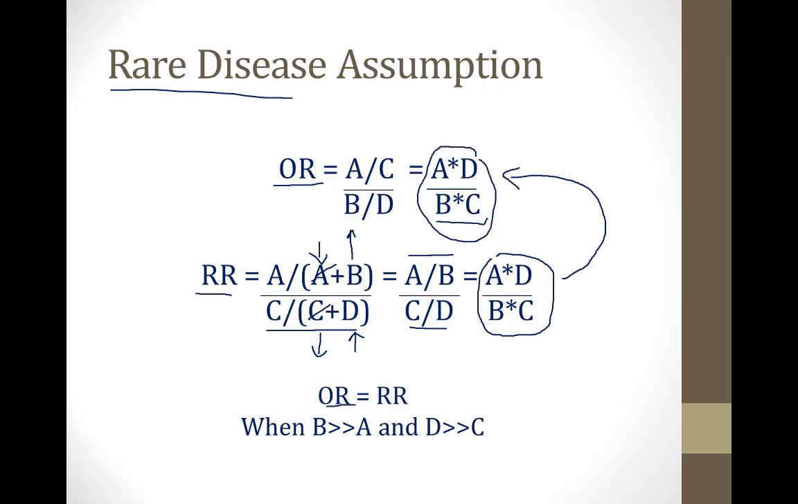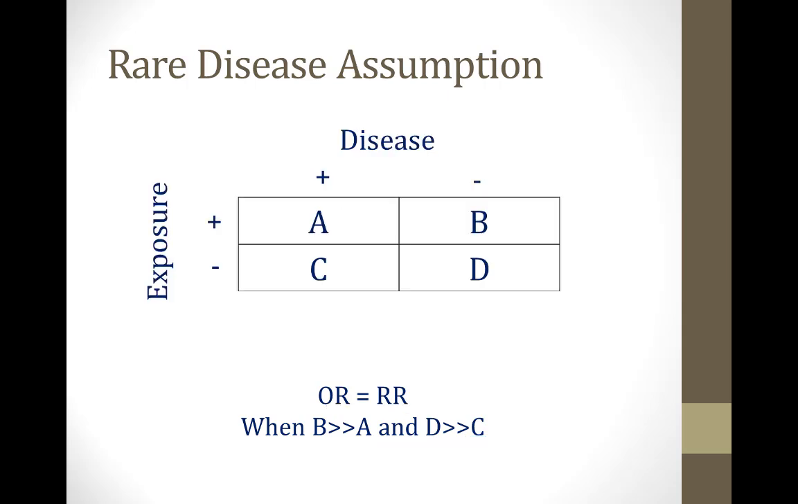So it turns out that the odds ratio and the risk ratio are the same when B is much, much greater than A and when D is much, much greater than C. So let's look back at our 2 by 2 table. B is the number of exposed patients who do not have disease, and A is the number of exposed patients who do have disease. So B is going to be much, much greater than A if the disease is rare. Among exposed patients, for example, smokers, if cancer is relatively rare, then we're going to have a lot more patients over here who do not have cancer and relatively few over here who do have cancer. So B is much greater than A when the disease is rare.